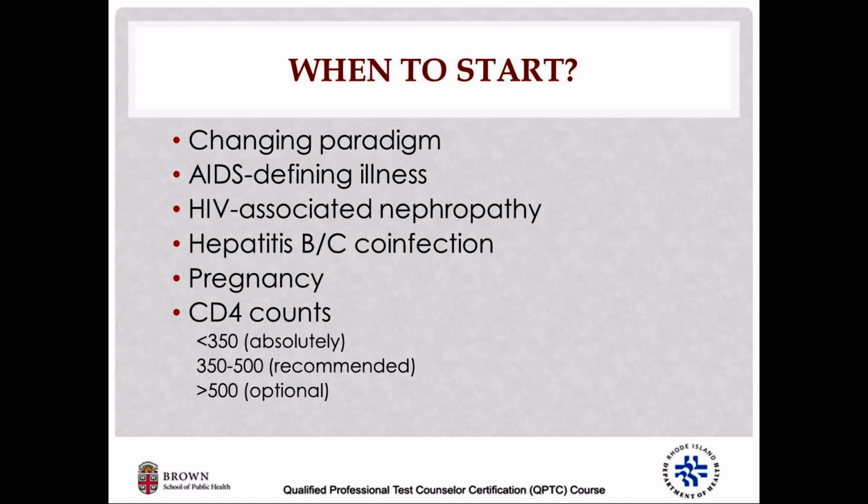When do we start treating someone? Ideally, we start treating someone as soon as possible. Historically, we let the immune system come down, to different CD4 count levels, when we decided to treat people. However, the paradigm of when to start treatment is essentially that today we treat everyone whenever they're diagnosed with HIV.